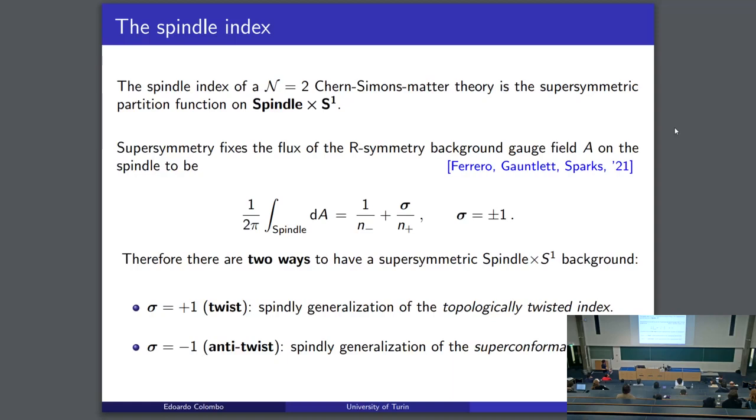If this sign sigma is +1, you're going to have the twisted spindle index, which in the limit where the spindle becomes a sphere becomes the topologically twisted index in 3D. On the other hand, if sigma is equal to -1, this is the anti-twist, and in the sphere limit it becomes just the regular 3D superconformal index.